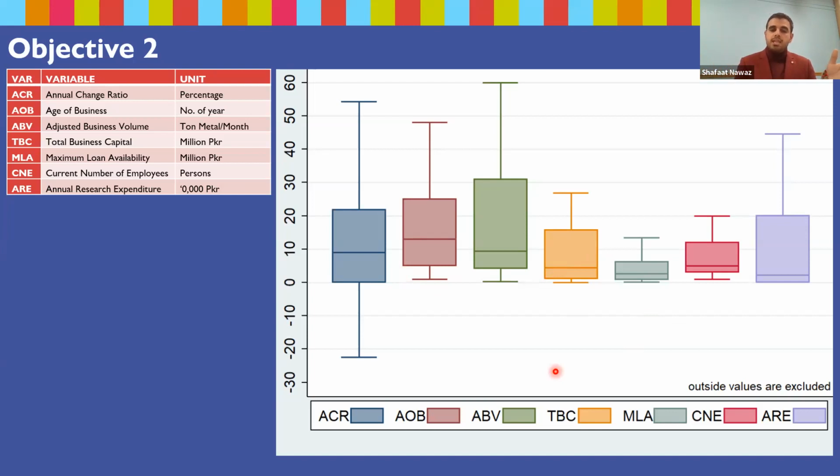What's their usual annual change ratio? What is their age of business? What's the usual business volume, what is the usual business capital, what's the credit availability, what's the current number of employees, and what are their research expenditures? And of course, all of these variables were coming from different studies in the literature, which suggested that these kinds of variables could affect the growth rate function. And then we were also asking them about the type of manufacturing processes that they were using and the clientage that they had and so forth.